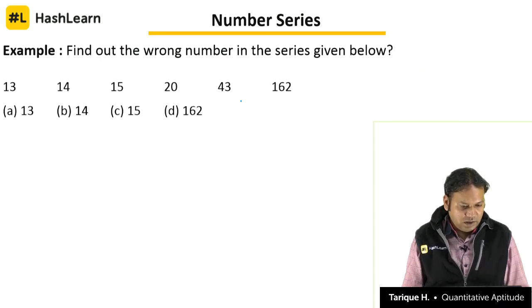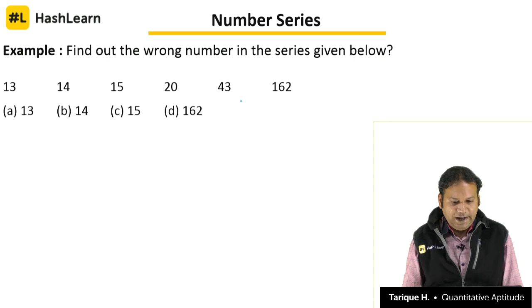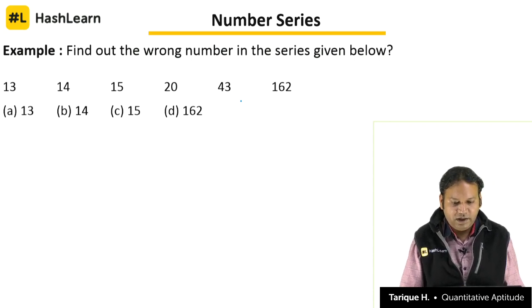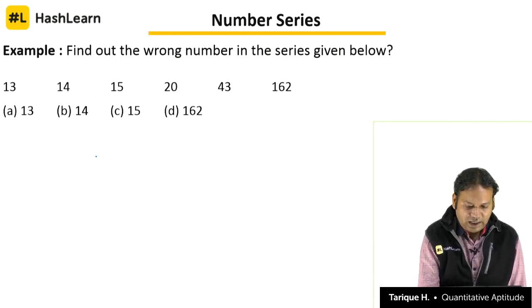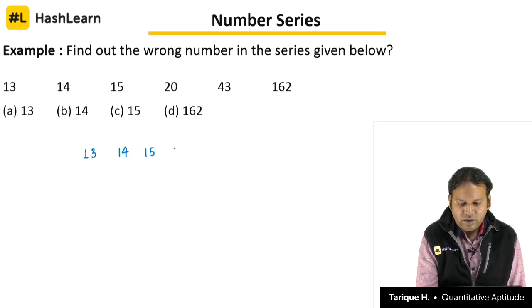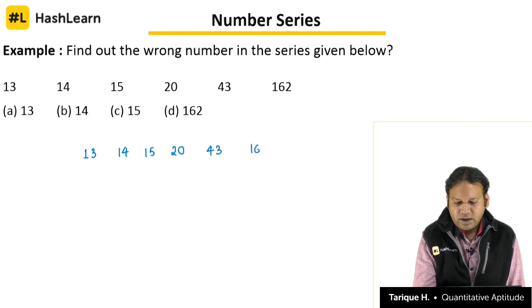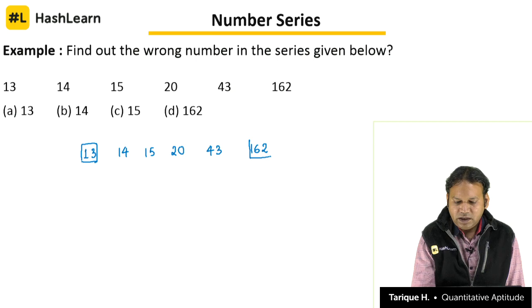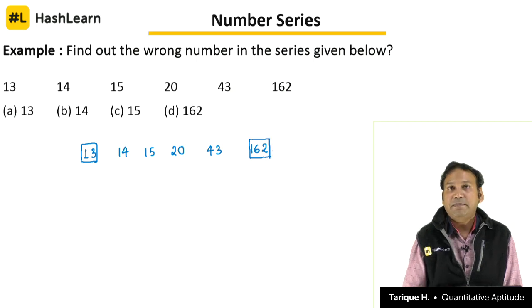Now let's look at the question here. Find out the wrong number in the series given below: 13, 14, 15, 20, 43 and 162. Let's write down the numbers first here: 13, 14, 15, 20, 43 and 162. Starting from 13, we are going to 162. That's not a very big jump.